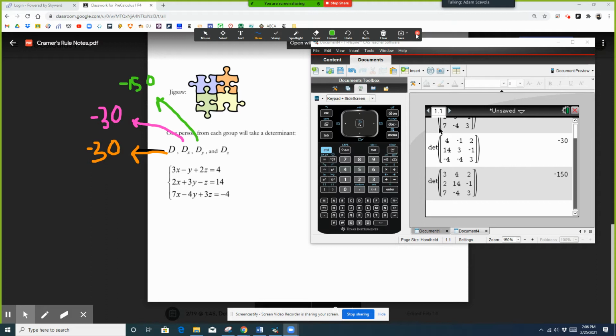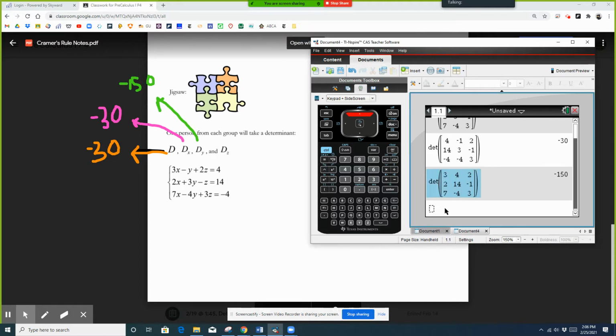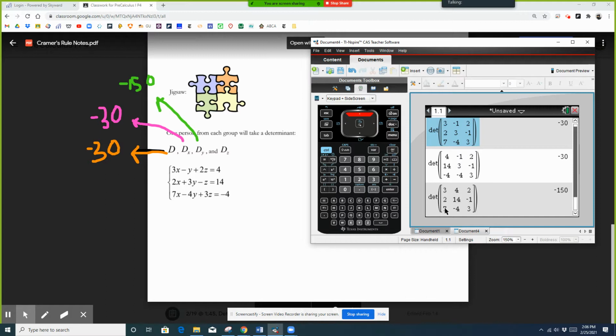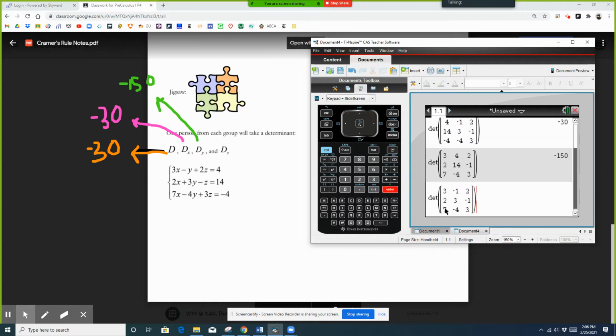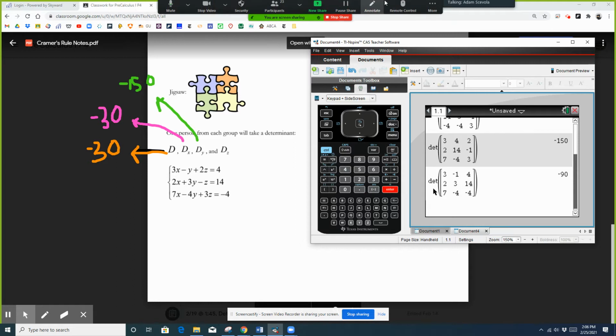All right, and then for dz, we want to go back to the original determinant matrix, copy and paste that. So that's the coefficient matrix. But for dz, replace the z column with 4, 14, and negative 4. And then we get negative 90.